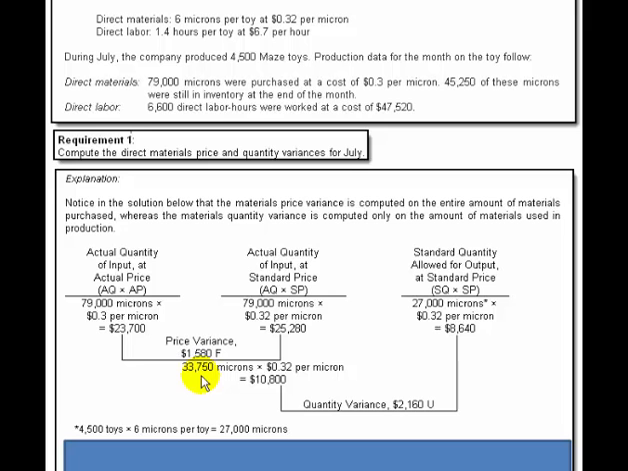So 33,750 microns were entered into production at a 32 cents standard cost is 10,800. And then we compare that to what we expected to use, and that we already calculated. It was 8,640, which was 27,000 microns at 32 cents. Since the 10,800 is greater than the 8,640, the quantity variance then is $2,160.